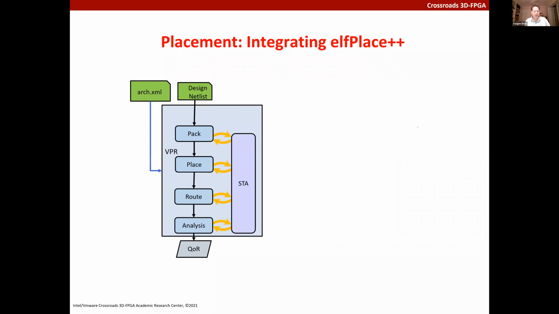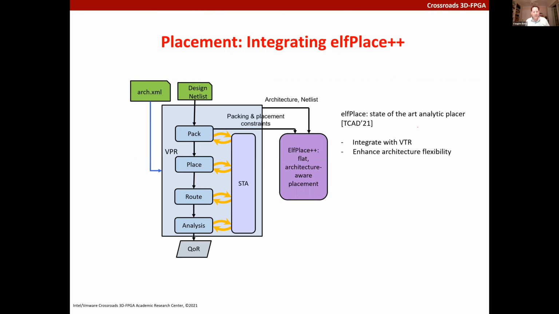We're also working on placement quality. So placement quality, I've talked about, we're using reinforcement learning to try to improve that, and that's working well, but that's not the only thing we're doing. I'm going to give you a very high-level flowchart here. We are working with David Pan's group at the University of Texas at Austin to integrate with ElfPlace, which is a state-of-the-art analytic placer. You can read about it in Transactions on CAD 2021. Its strength is extremely high-quality wire length optimization with good runtime.